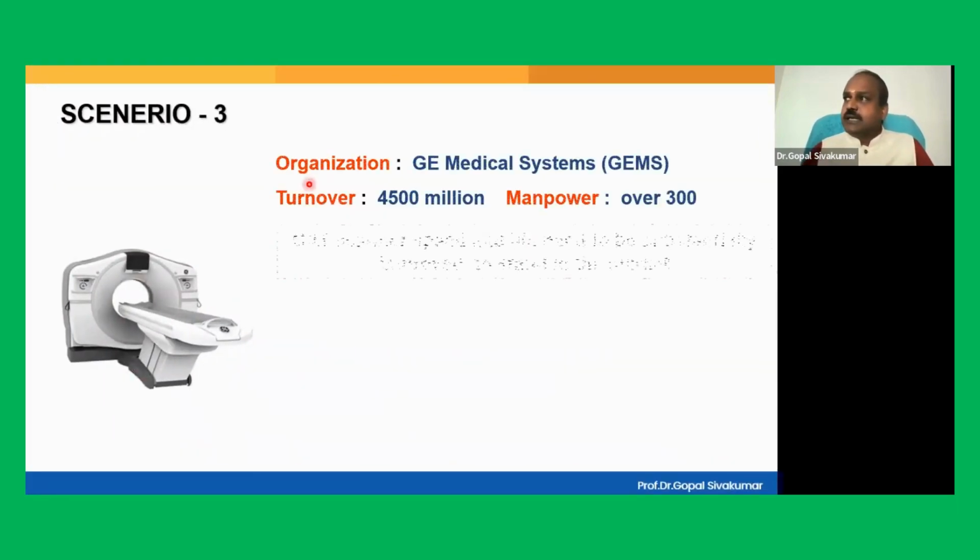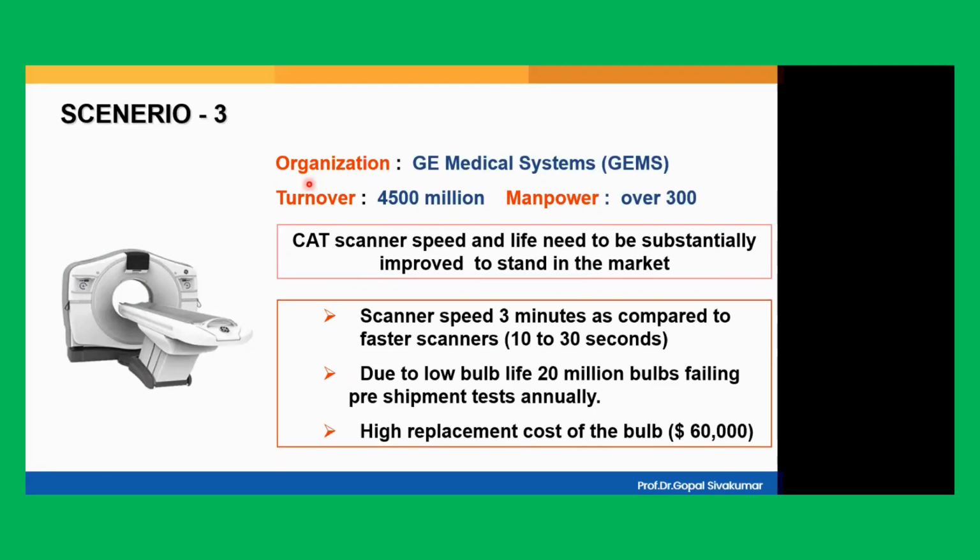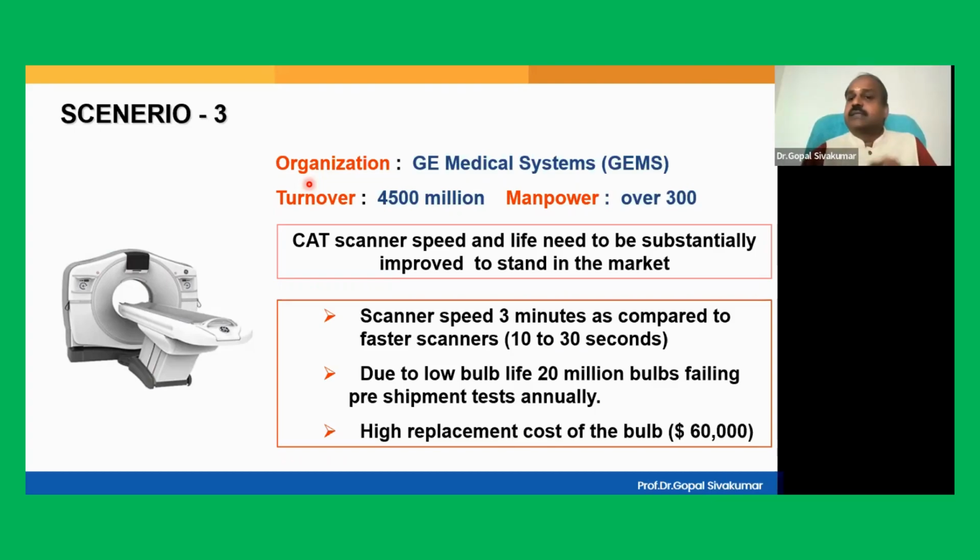And scenario number 3, General Electric Medical Systems. Their issue is one of the scanners they introduced in the market: the speed is very, very slow when compared to the competitors. It takes 3 minutes to complete a particular scan, but for the same requirement, the competitors' products were able to complete the scan in less than 30 seconds. Moreover, there was bulb failure, a costlier component in the scanner, with 20 million bulbs failing prior to shipment annually.